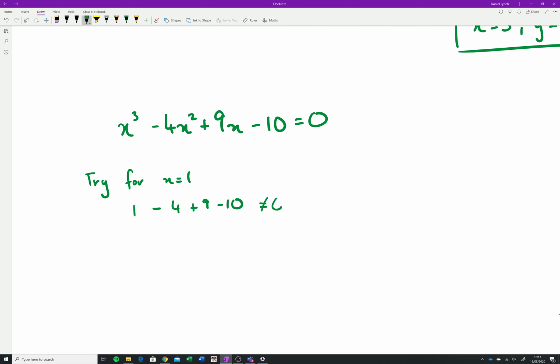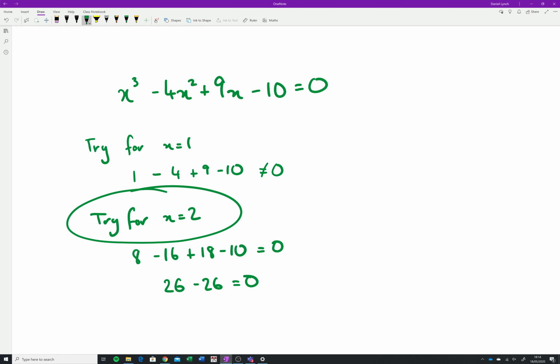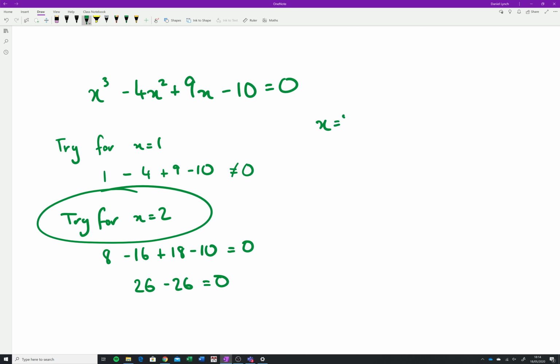Does that give me 0? It does not give me 0. I can be fairly confident of that. Okay, what about try for x equals 2? 2 cubed is 8. Minus 4 by 2 squared, so that's minus 4 by 4, minus 16, plus 18 minus 10. If we add together 8 and 18, we get 26, and we add minus 16 minus 10, we get minus 26. There it is. So we have one of our solutions. x equals 2 is a solution.